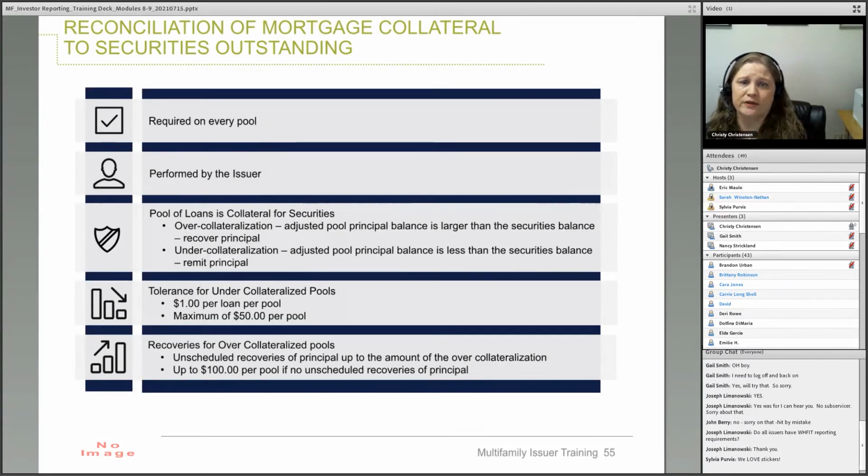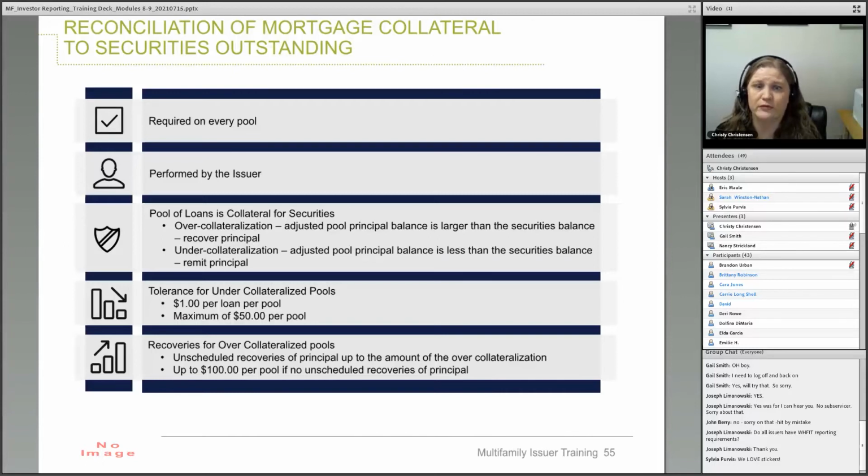Using the thumbs up, please let me know if you review your recon of mortgage collateral to securities outstanding, or your pool to security recon. The pool to security recon is required on every pool and is performed by the issuer or your servicing system. If the pool is over collateralized, the adjusted pool principal balance is larger than the security balance, and you will need to recover unscheduled principal from liquidations or curtailments. There is a $100 tolerance per pool if no unscheduled principal recovery.